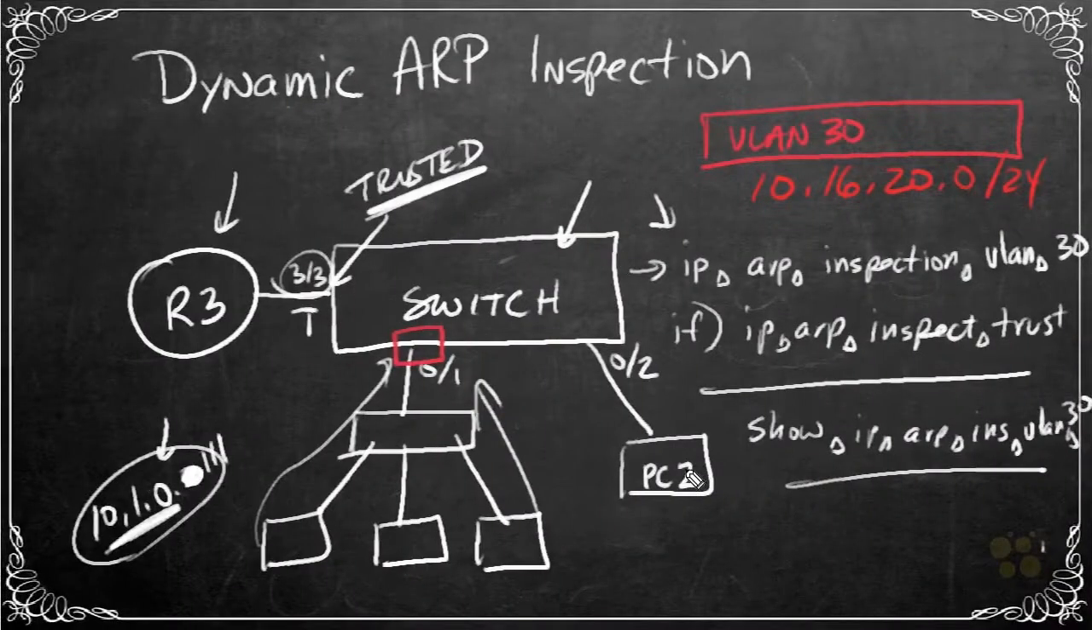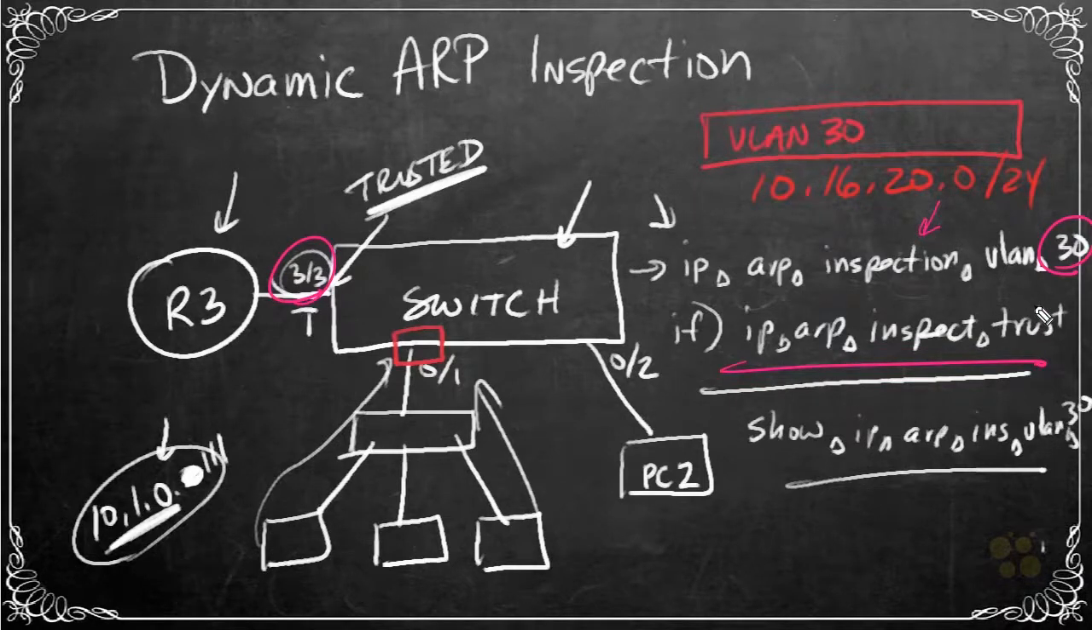So let's take a peek at our topology again, and then I'll walk you through the syntax for creating and enabling an ARP access list. So here's our topology once again, and I've reset the lab, which will give us an opportunity to implement ARP inspection again for VLAN 30. We can also set up port 3/3 as a trusted port again.